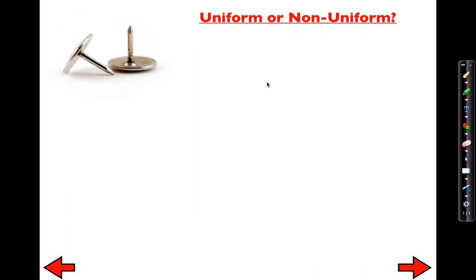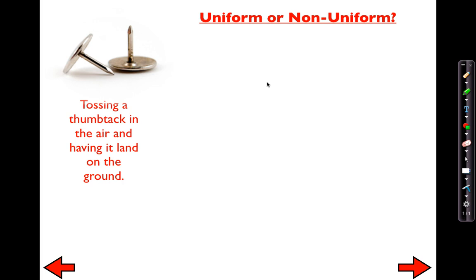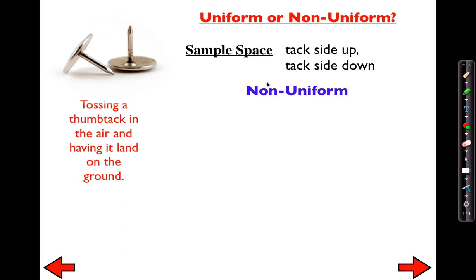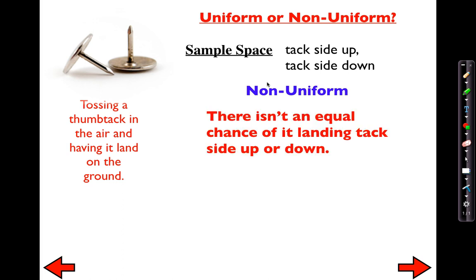Okay, let's look at our last example. What about tossing a thumbtack in the air and having it land on the ground? Do you think it's uniform or non-uniform? Again, let's take a look at the sample space. It can land with the tack side up or the tack side down. Hopefully your answer was it's definitely non-uniform. Okay, why? Again, because it's not an equal chance of it landing with the tack side up or down.